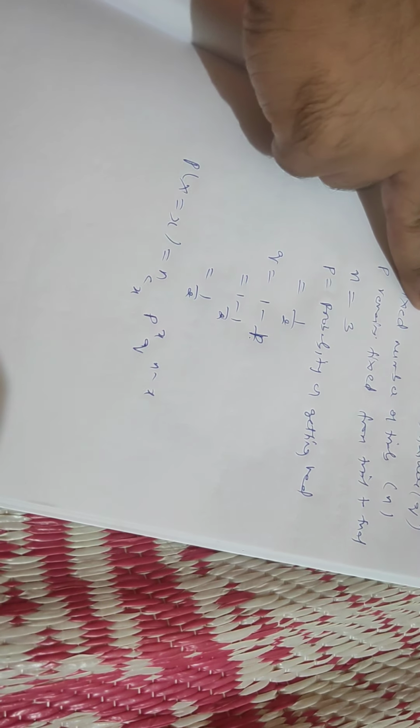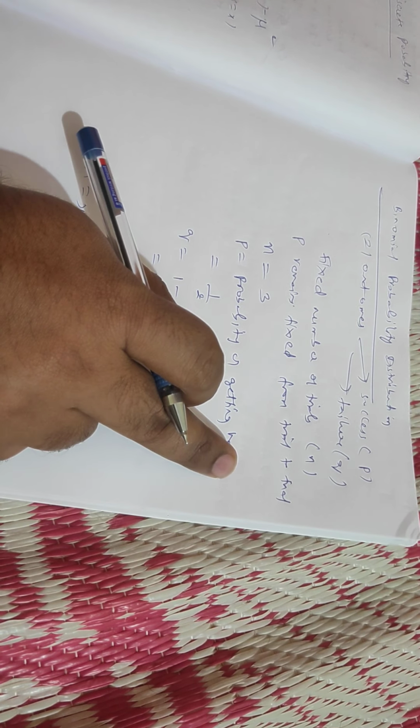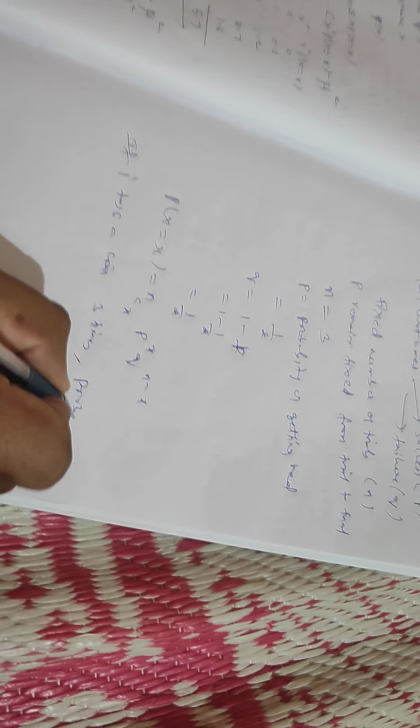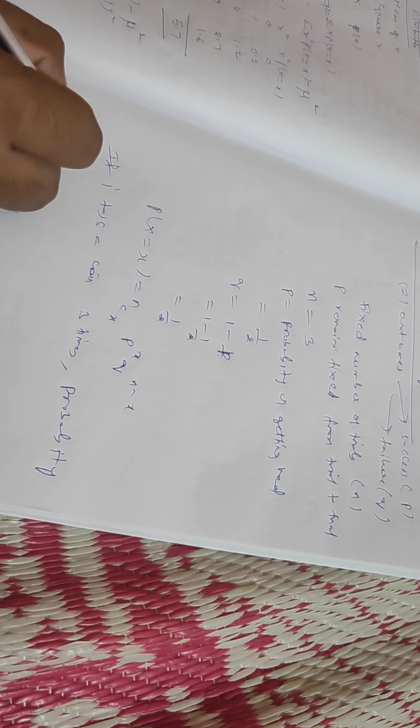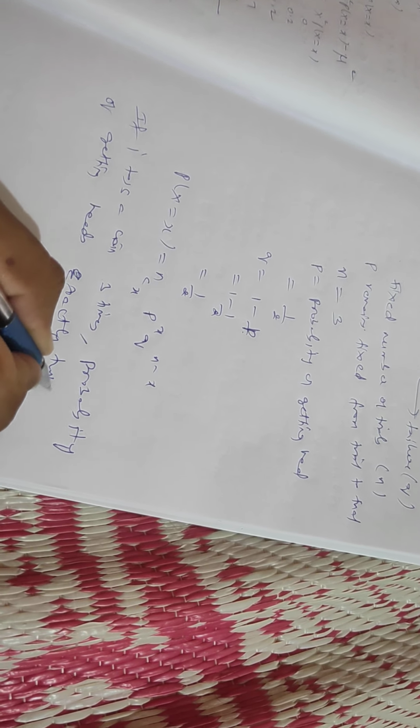So these are the conditions. There should be two outcomes, a fixed number of trials, and p remains fixed from trial to trial. For example, if I toss a coin 3 times, they will ask a question like this: probability of getting heads exactly 2 times, exactly twice. So you have to watch certain wordings. If it's exactly twice, we have to find P of x is equal to 2.